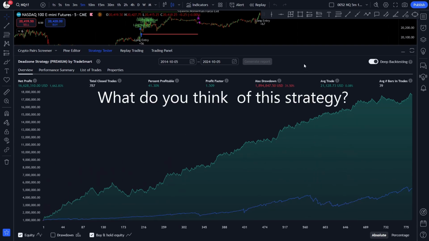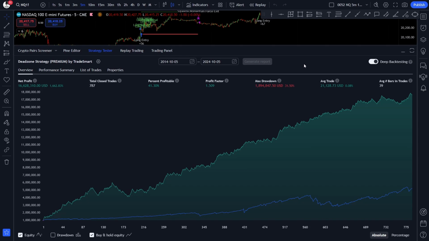Well, what do you think of this strategy? Let me know down in the comments. I know this is a bit more complex strategy, but as I said, with these premium scripts, you can do basically anything, and I like to experiment with them.